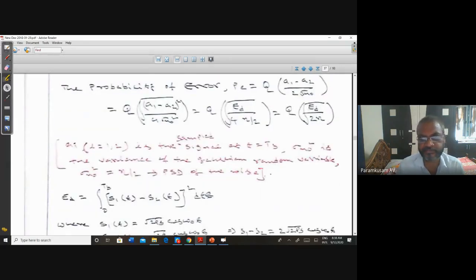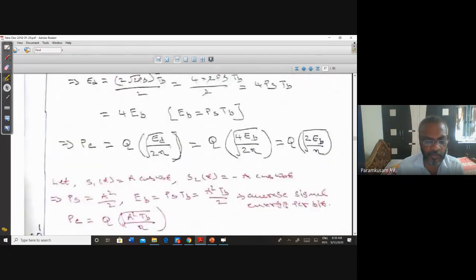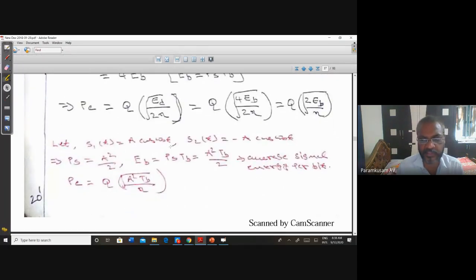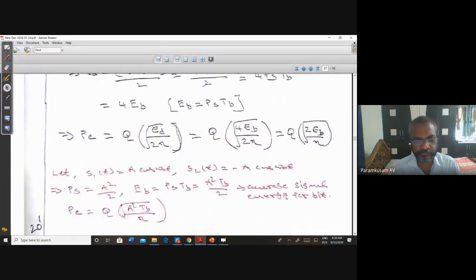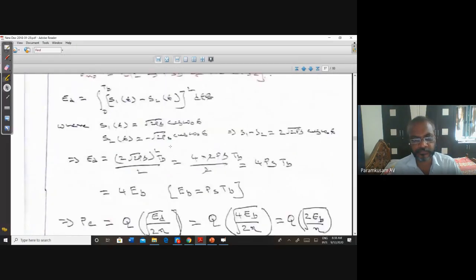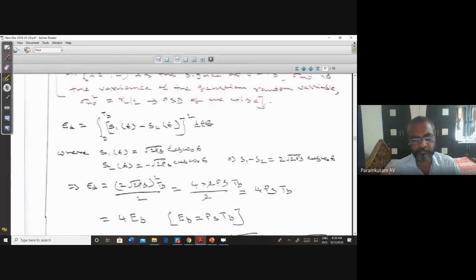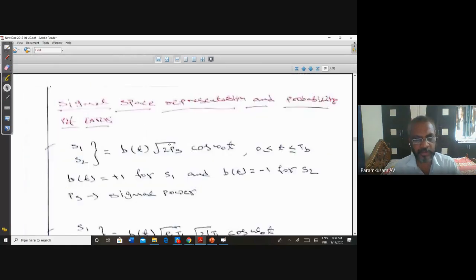Next, probability of error. Actually this topic can be covered in the 3rd unit. అక్కడ మీకు చెప్తాను, ఇక్కడ అవసరం లేదు. Okay, let it be.